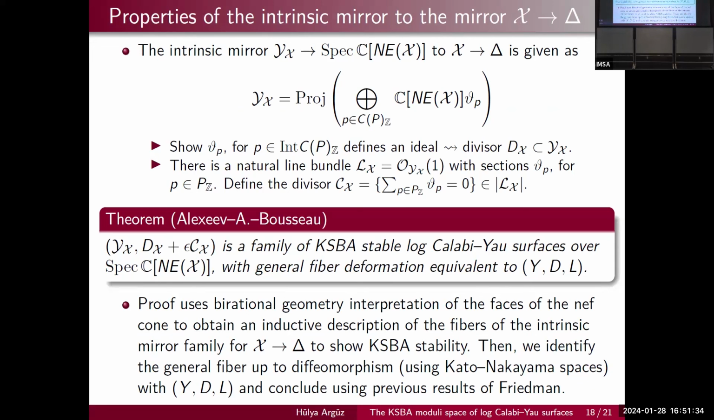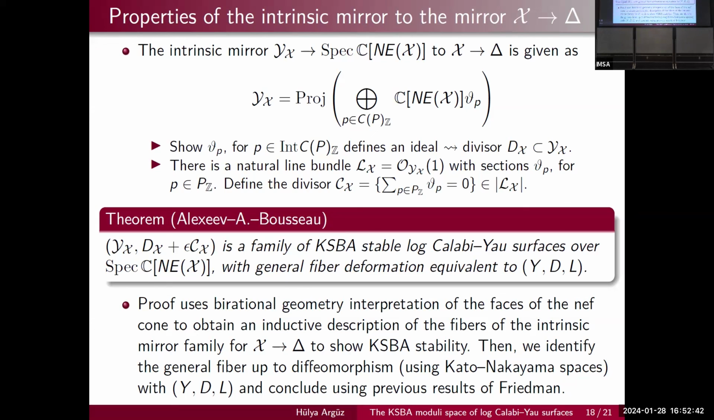But we don't only want this; we want to construct a KSBA family. So we don't only want this Y, the mirror, which will be a family of Ys, but we also show we can find an ideal. The mirror will be a ring of a projective variety generated by theta functions. We define an ideal corresponding to the interior points of the polytope given by the cone of our Symington polytope. We obtain a divisor this way. And then we also define the third datum: we need the family of curves, C_X, by looking at this natural line bundle O(1) and defining this divisor this way. The next theorem we show is that this family with this divisor, with these curves in the total space, is a family of KSBA stable surfaces over this affine toric variety. And furthermore, the general fiber is deformation equivalent to our original Y_DL.